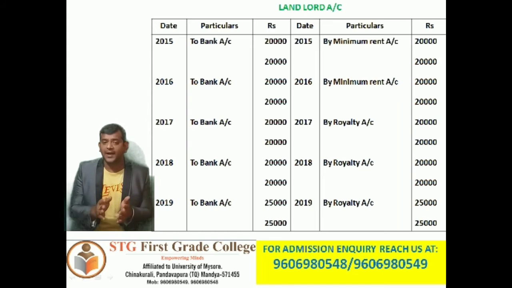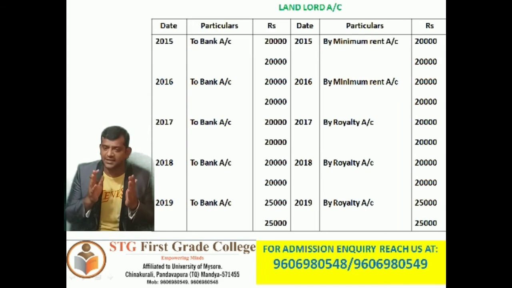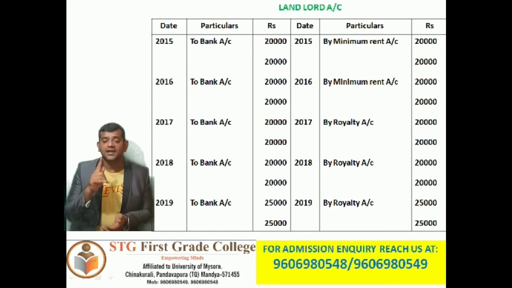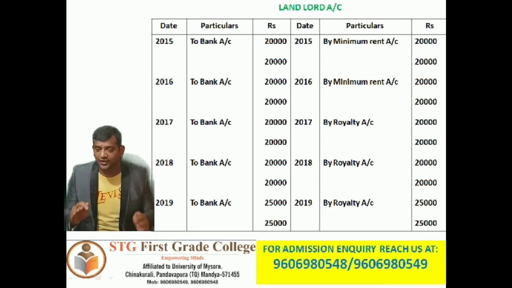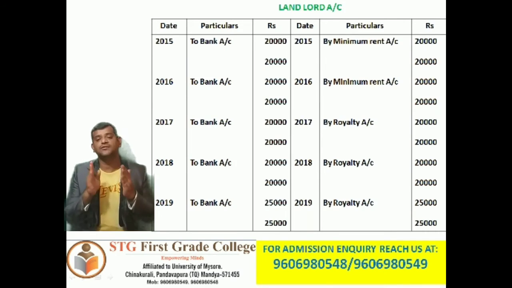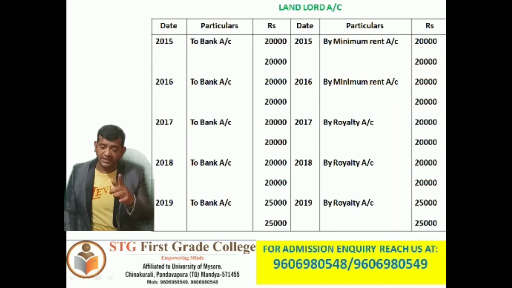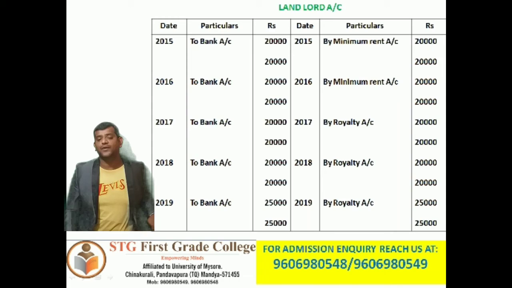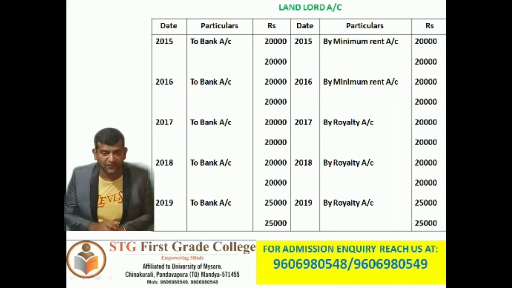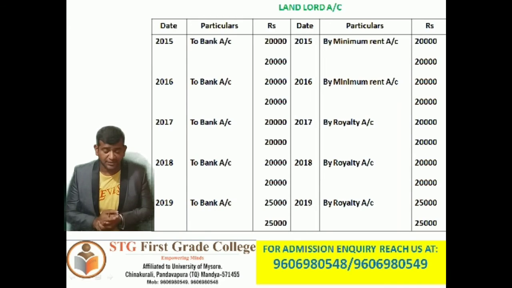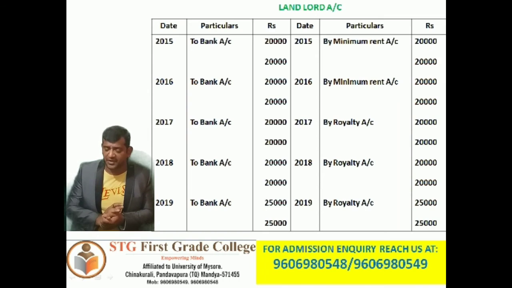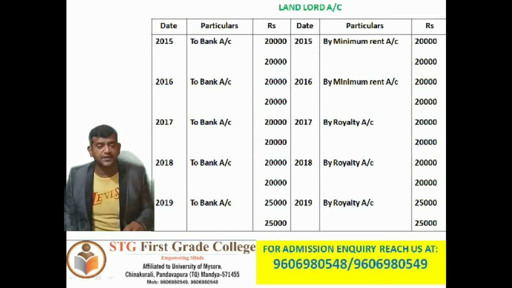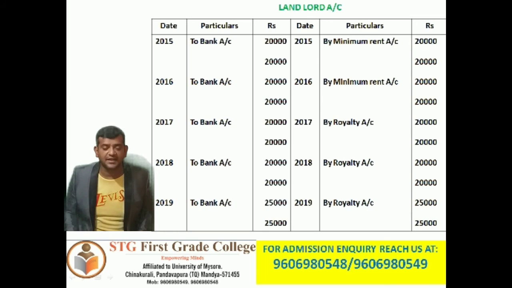2018 year, to bank account 20,000, 2018 by royalty account 20,000, because royalty payable amount column in the analytical table is greater than the minimum rent, so we could meet the minimum rent. So 20,000, 20,000 both the side total. In the year 2019, to bank account 25,000, by royalty account 25,000, because that year we could produce more than the minimum rent. So both the side amount column 25,000, 25,000, since there was no adjustment related to short working recovery. So we are done with the landlord account.